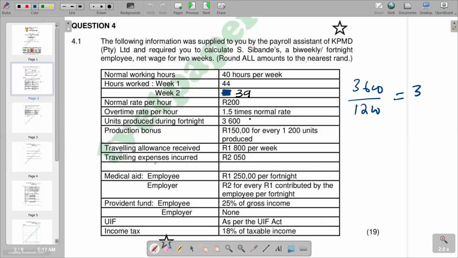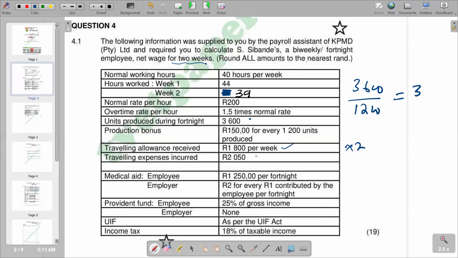For traveling allowance, we're given traveling allowance receipt 1,800 per week. And then we now have the traveling expenses incurred, 2,050 rands. But this is per week, 1,800 rands per week, but we know that the period in question is for 2 weeks. So we're going to say 1,800 rands, and then we multiply by 2, and then we get for 2 weeks.